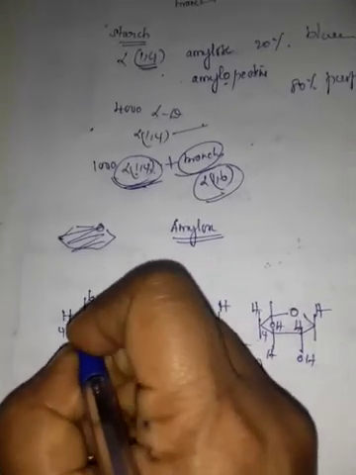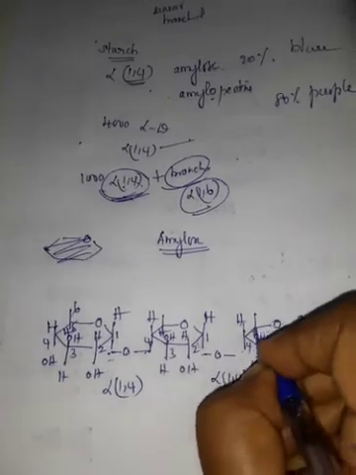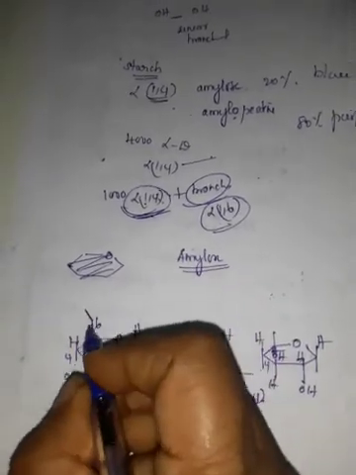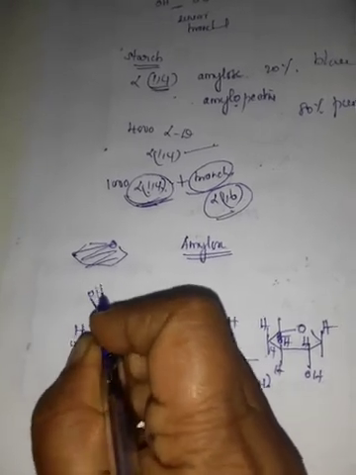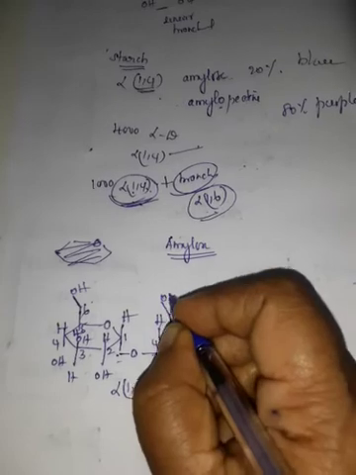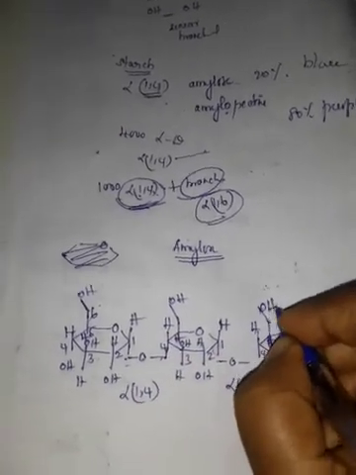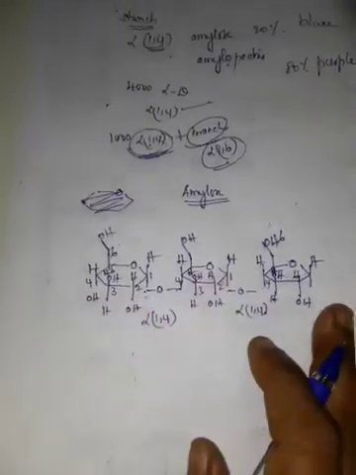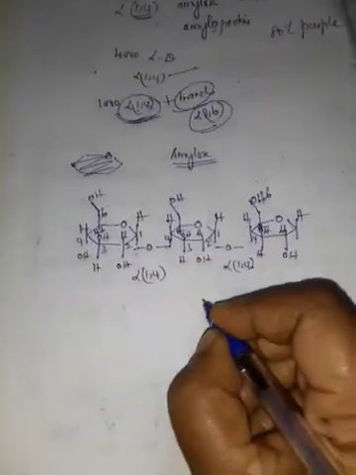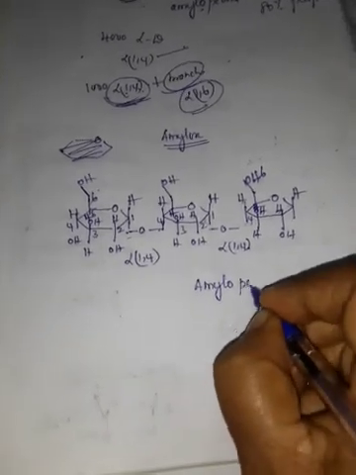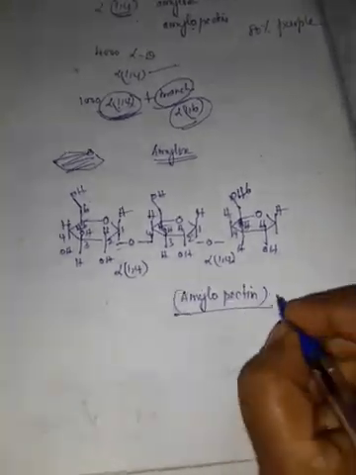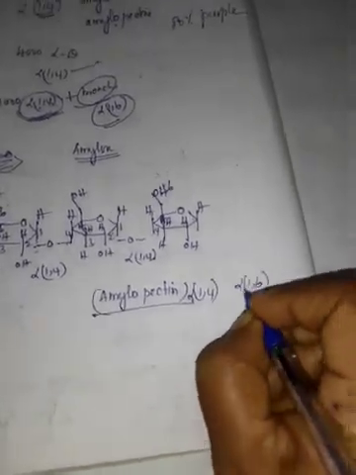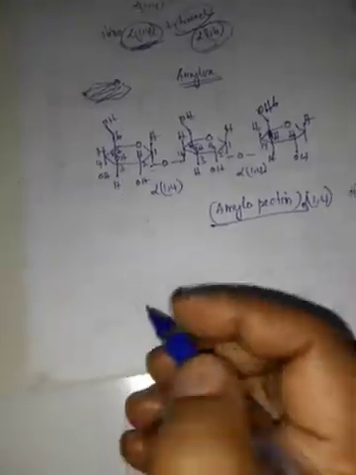Then here, fifth carbon, H, H, H. Then the sixth carbon, CH2OH. This is the structure for amylose. Linear, 1,4 glycosidic linkage. Now we are going to see about amylopectin. Amylopectin means alpha 1,4 glycosidic linkage plus alpha 1,6 glycosidic linkage in the branches. That only we are going to see.